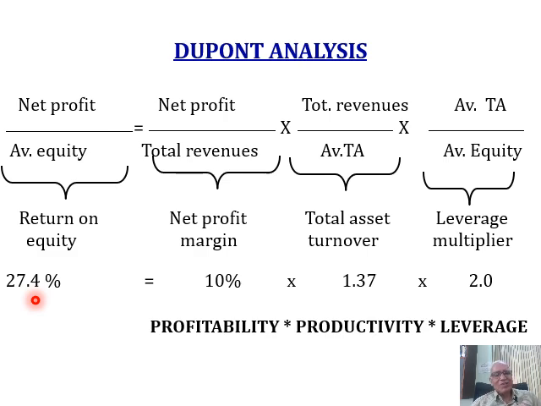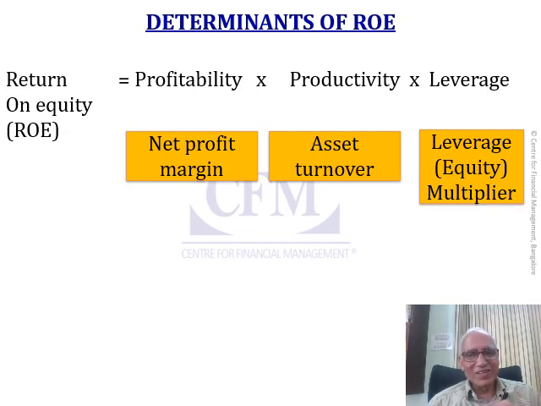Invariably, when I am doing financial analysis of a firm, I start with this equation. This then serves as a springboard for further examination and analysis. Given the importance of the extended version of the DuPont equation, it bears repetition. Return on equity is equal to profitability multiplied by productivity multiplied by leverage. Profitability is net profit margin, productivity is asset turnover, and leverage is equity multiplier.